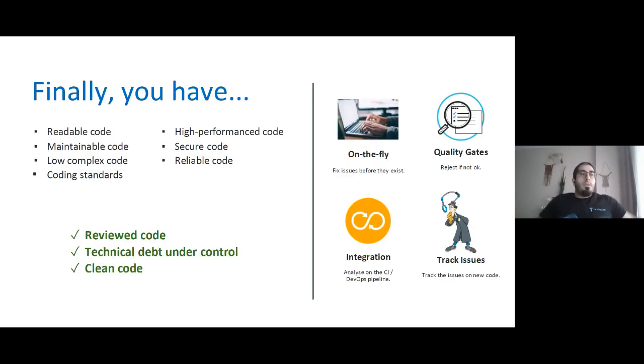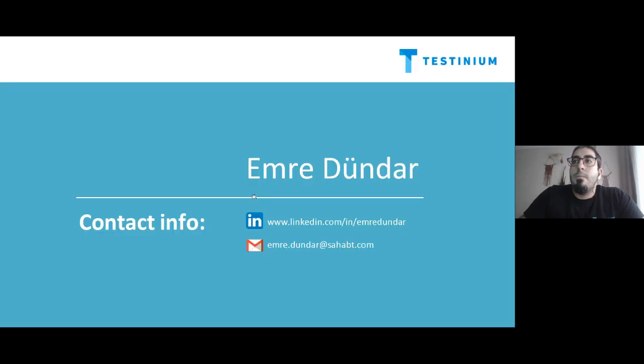So by practicing continuous inspection on code quality, you have a review of code, your technical debt is under control, and you have clean code for the future of your project. It's a significant approach for agile teams to consider application quality as a part of the software development lifecycle. Tracking and monitoring code quality is the starting point of total application quality monitoring.